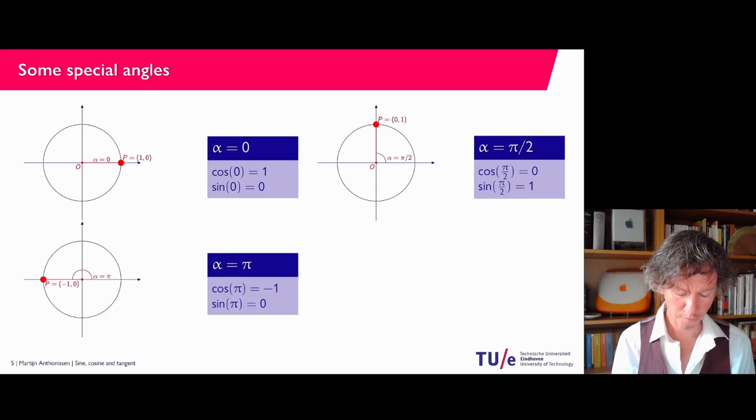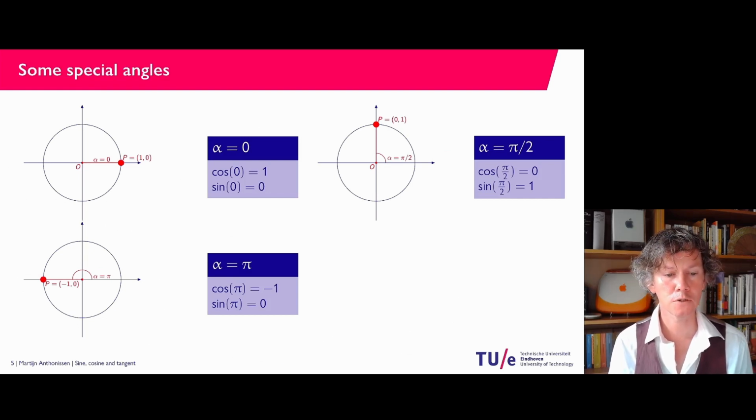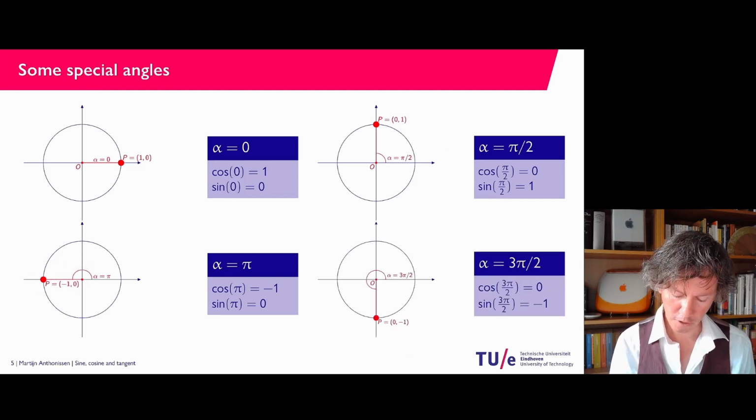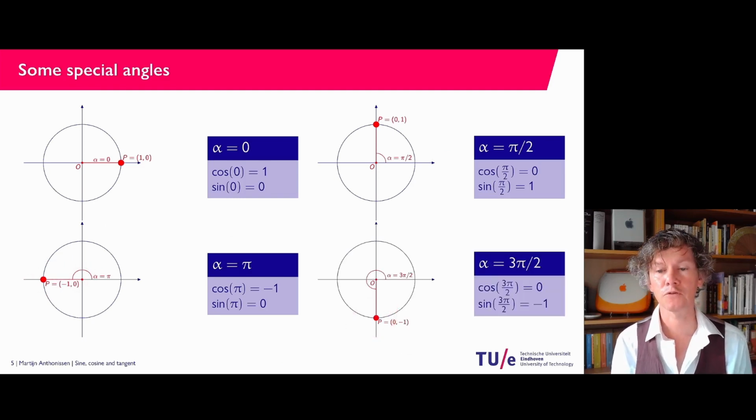And we can move 90 degrees further, then we have alpha equals pi in radians, and we can read off that the x-coordinate is minus 1. Here is the origin. And the y-coordinate is 0. And then finally, if we move down here, so 270 degrees or 3 pi over 2, we read off that the x-coordinate is 0 because we are located on the y-axis, and the y-coordinate is minus 1.